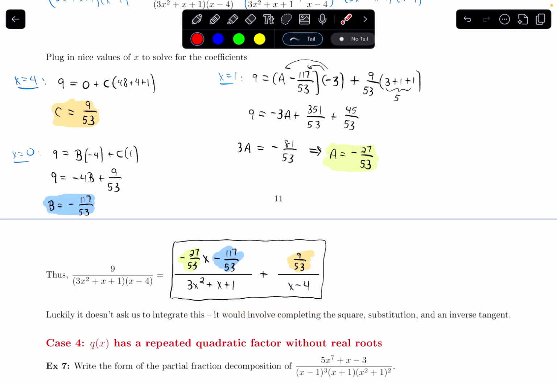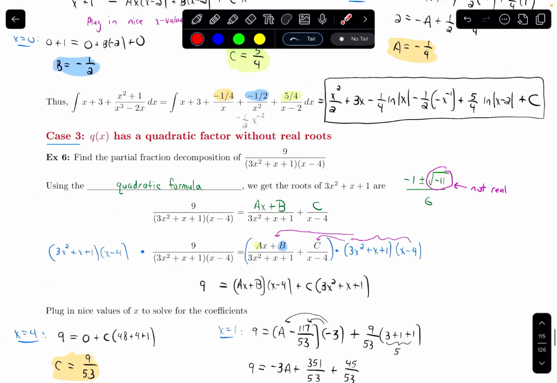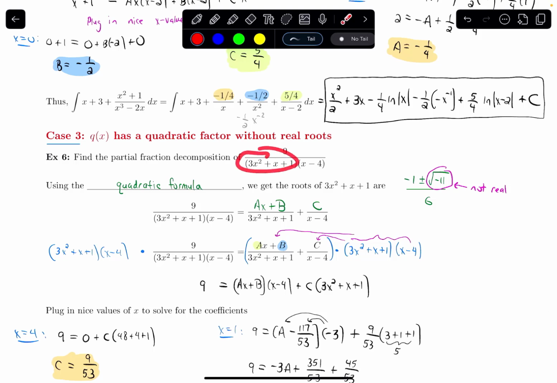I mostly wanted to focus on what the partial fraction decomposition ends up looking like if you have a quadratic term like this that does not factor. Okay, and there we have it.